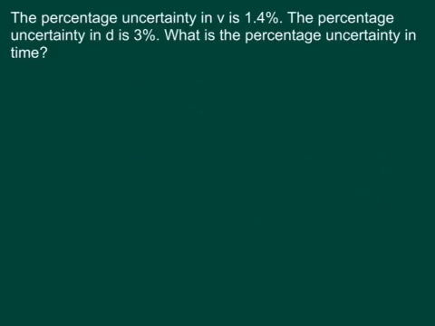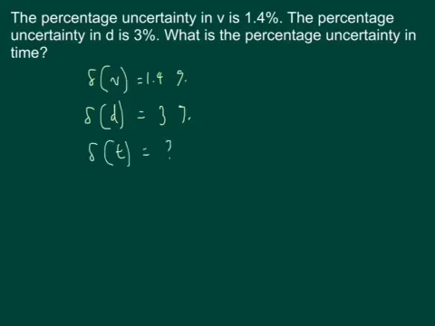Here's another uncertainty question which involves multiplication and division. It says the percentage uncertainty in v, the speed, is 1.4. You don't need to list the givens for these kinds of questions, but I will go ahead and do it. The percentage uncertainty in v is 1.4%. The percentage uncertainty in d is 3%. My percent signs sure are ugly. Let's try that again. Percent. Good. What is the percentage uncertainty in the time taken to travel the distance at that speed?